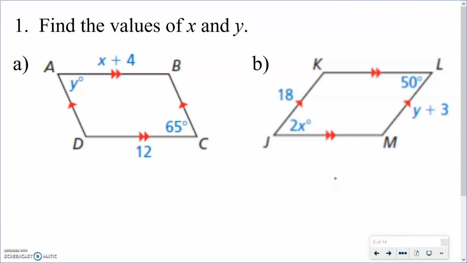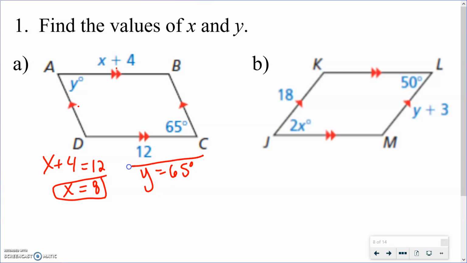So we're going to look at this one and we see that, oh look, it's a parallelogram because we have two sets of parallel sides. And we know parallelograms, opposite sides are congruent, so I can just set the opposite sides equal to each other. So x plus 4 equals 12, so x equals 8. And then I also know that y is equal to 65 without doing any work because opposite angles of a parallelogram are congruent.